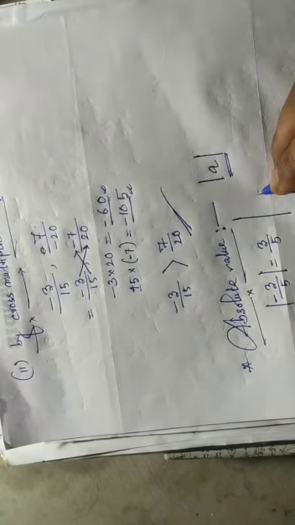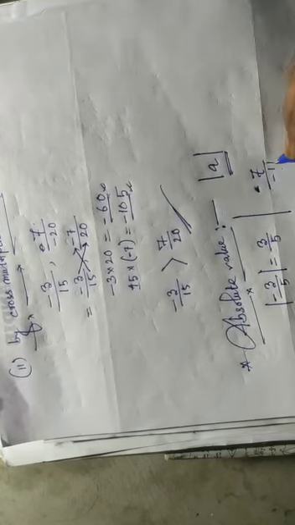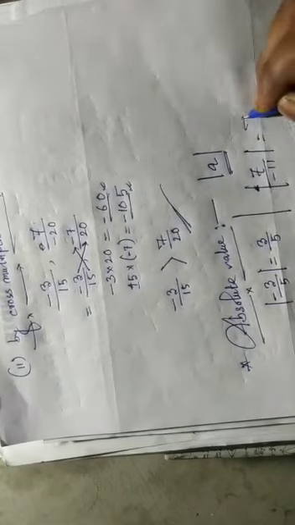Another example, minus 7 by minus 11. We take only the value, 7 by 11. If it is 2 by 7, it is already a positive number, so no change. Okay, so today up to this. In the next day I will discuss the remaining things of rational numbers.